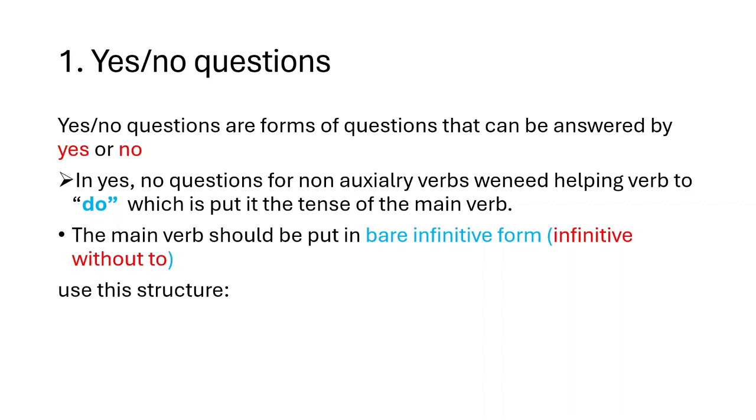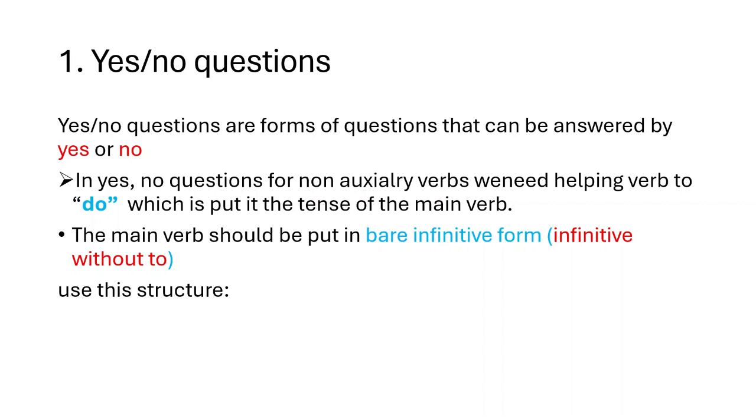If it is to do, the bare infinitive is do. It is not does, it is not did, it is not whatever, it is do. If it is to eat, it is eat. It is not ate, it is not eaten, it is not eats, it is not eating. It is just to eat, you remove to and write eat. So the main verb when you're asking questions should always be a bare infinitive.